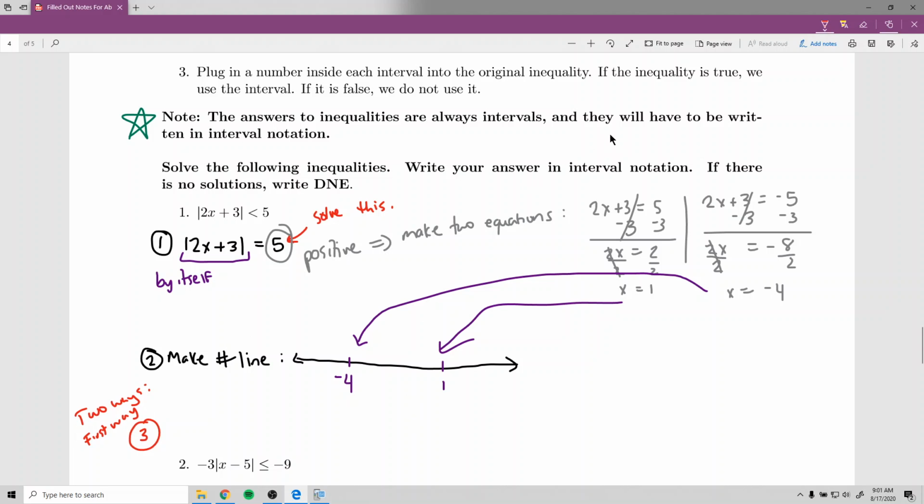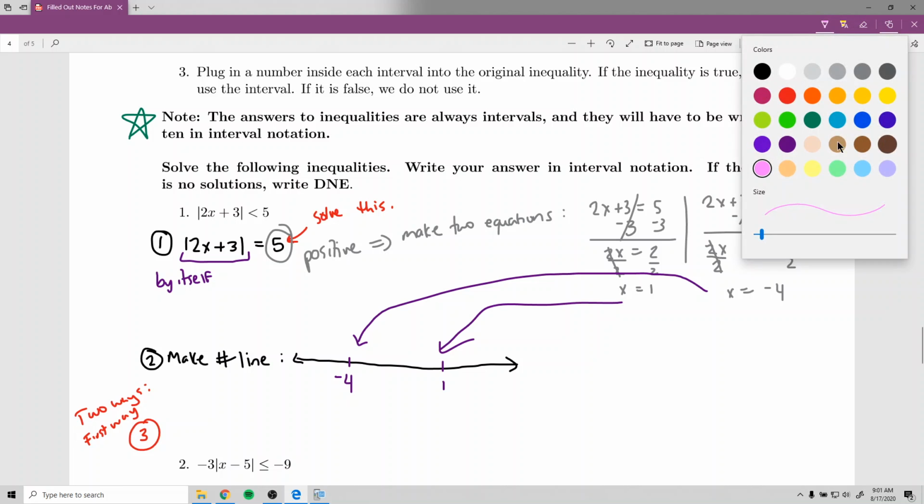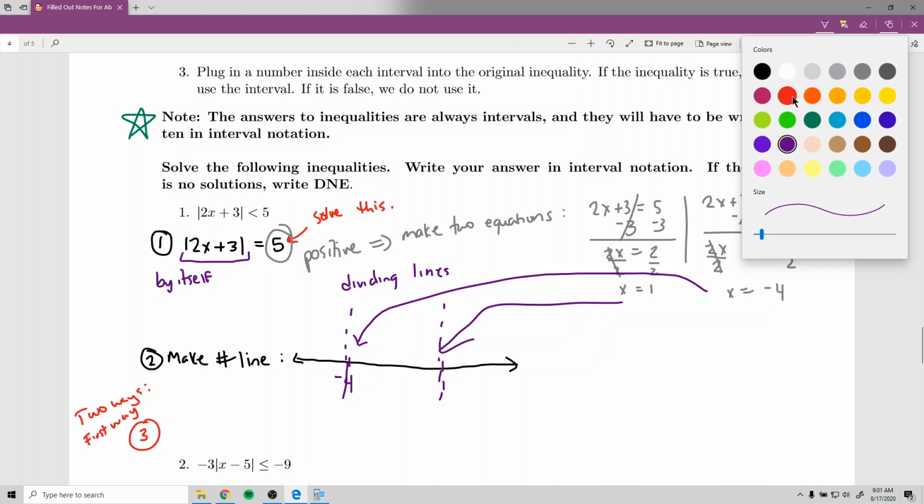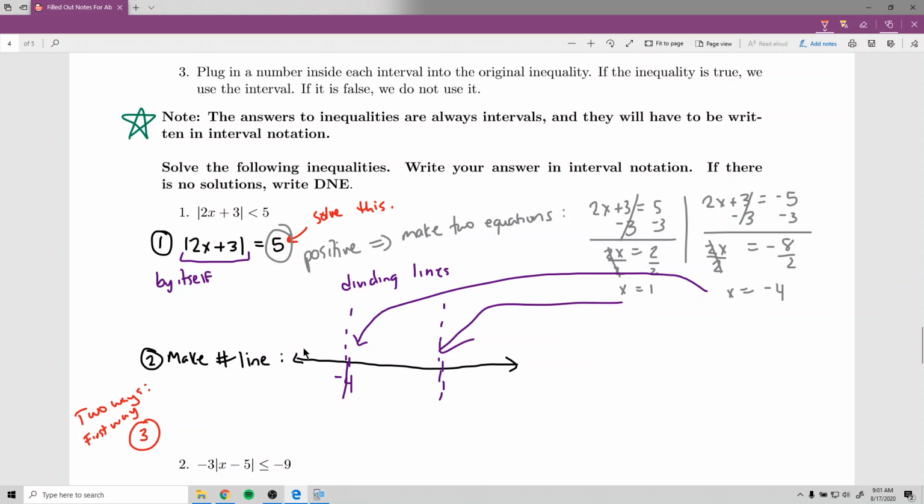All right, what we do is we plug in a number in each interval. These are like our dividing portions of our interval. -4 and 1 divide the number line. So what I want to do is pick a number to the left of -4, -5. Pick a number between -4 and 1. I always pick 0 if I can. And then pick a number to the right of 1, and I'll pick 2.